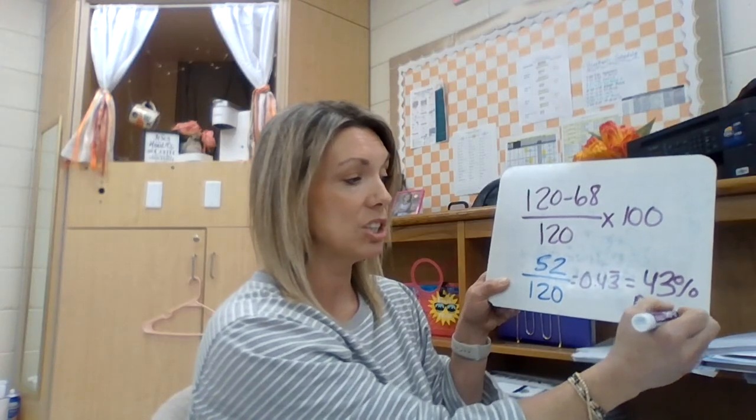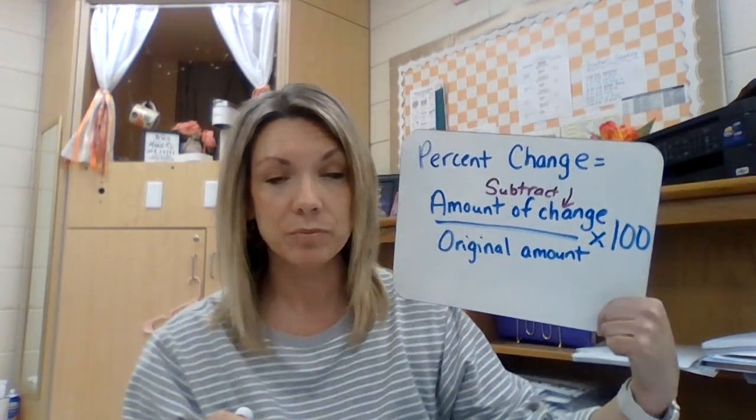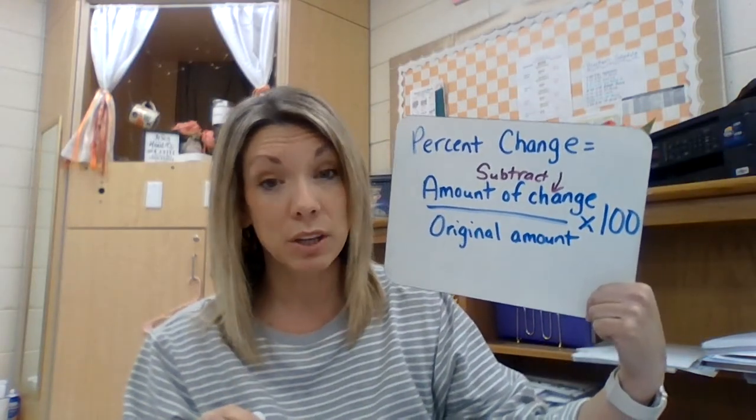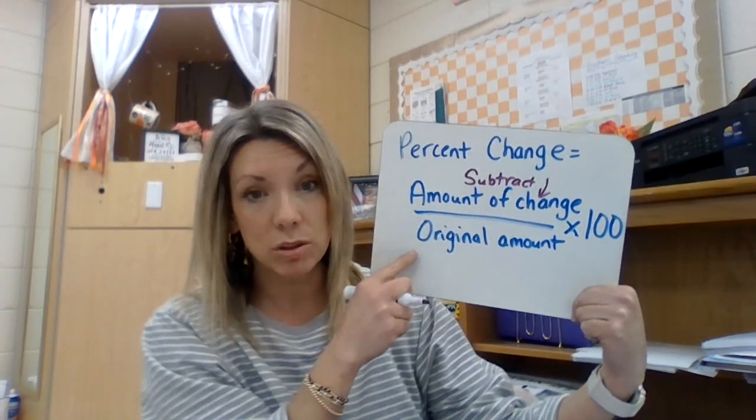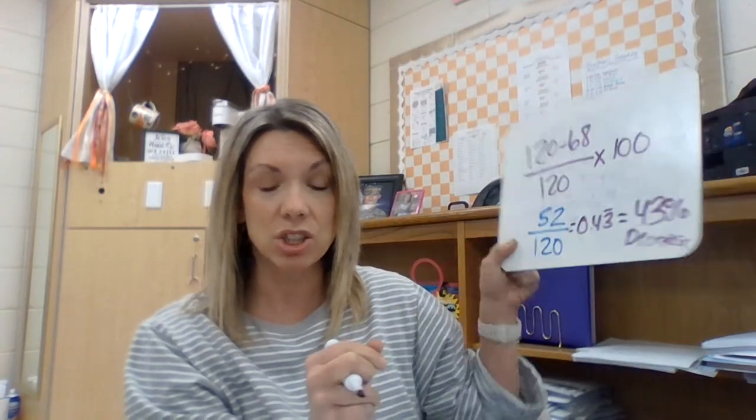We found the percent change through this formula. We knew it went down, so we knew it was going to be a decrease. The amount of change goes on top, the original amount goes on bottom, and then you times by 100. That's a percent change, right?